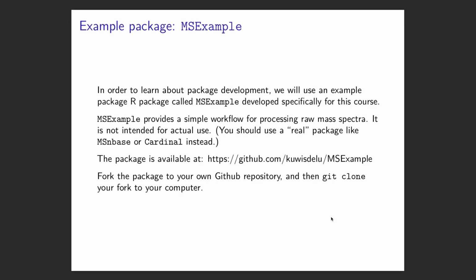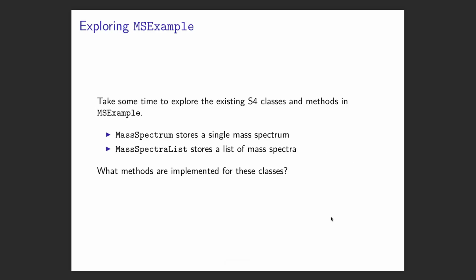So here we looked at this simple MS example package. I'm going to ask you, if you haven't already, and I'm not actually going to check that you've done any of this, but if you want to, fork the package to your own GitHub repository and then git clone it to your own computer so you're working with your own version of this MS example package. We did all of this. We took some time to explore the existing S4 classes and methods in this MS example package. The main two classes that it implements are mass spectrum, which just stores a single mass spectrum, and mass spectral list, which stores a list of mass spectra.